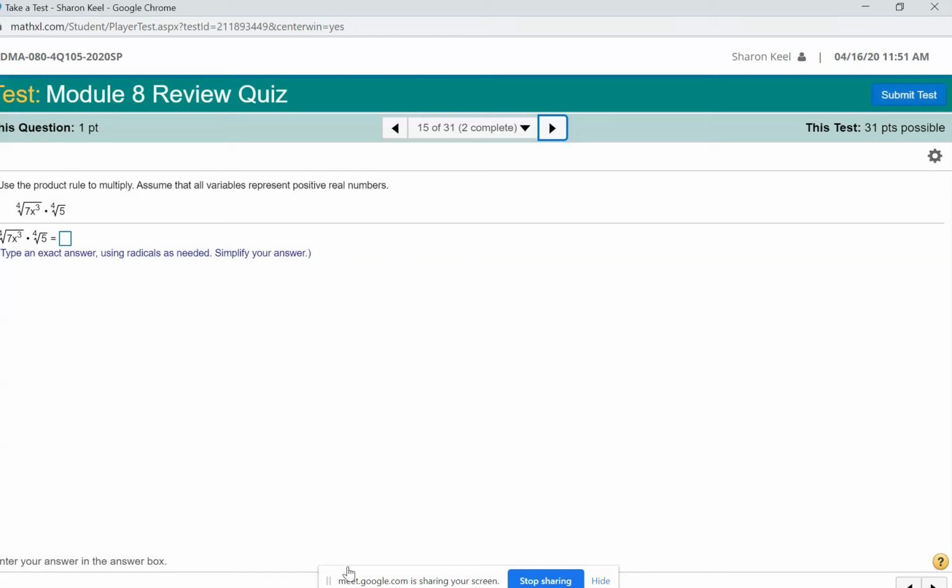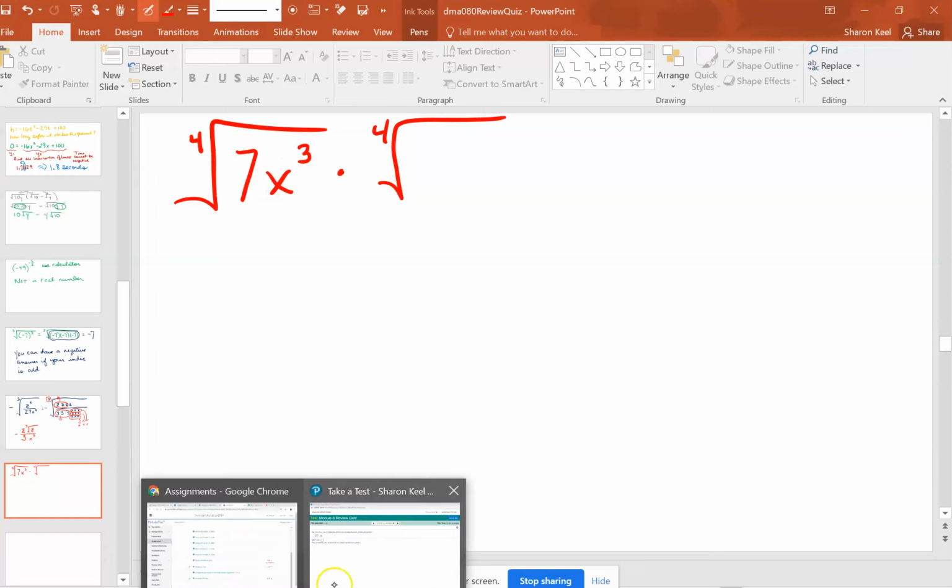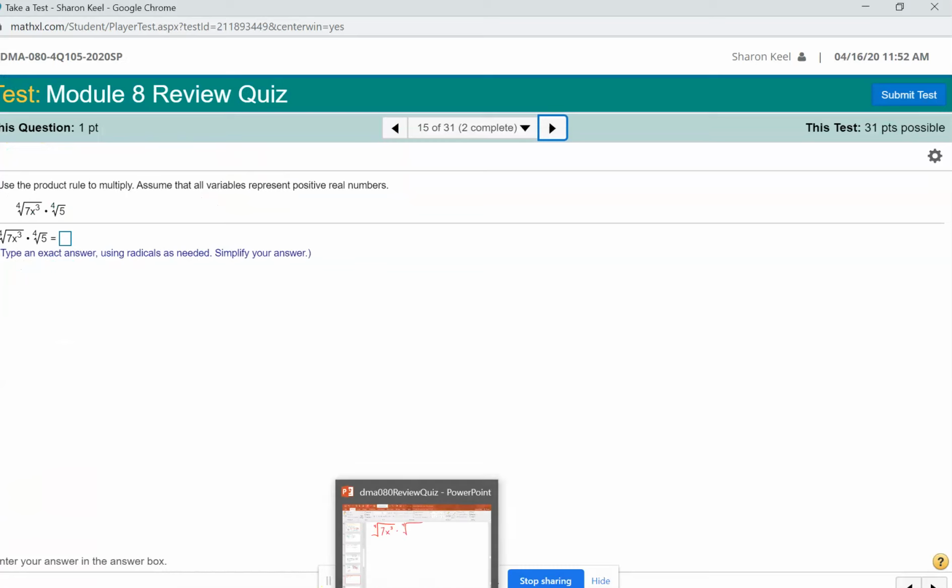Use the product rule to multiply. Assume that all variables represent positive real numbers. So we have the fourth root of 7x cubed times the fourth root of 5. Type an exact answer using radicals as needed.